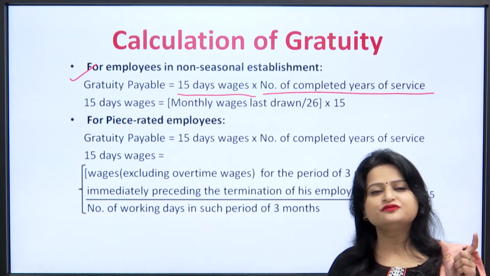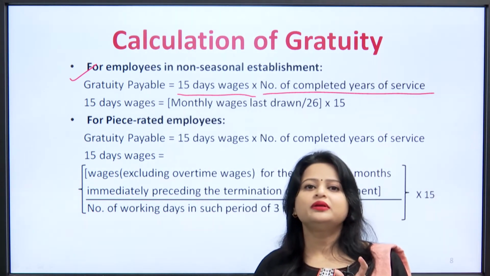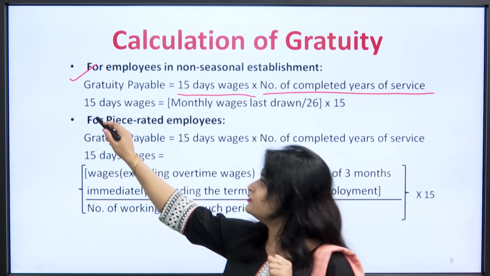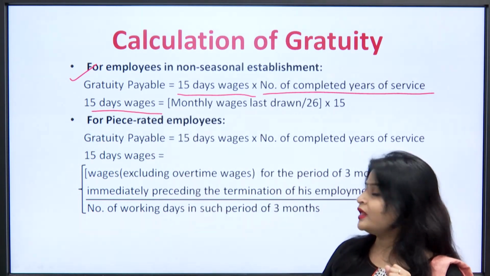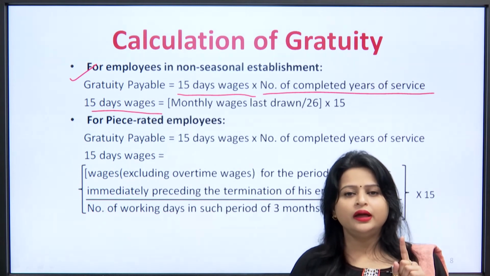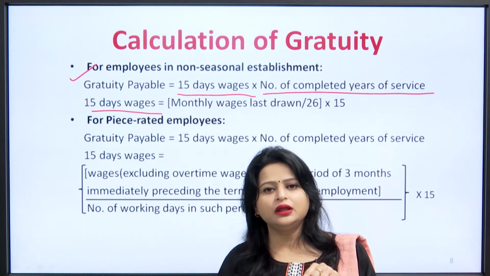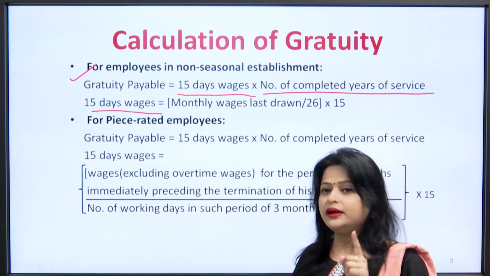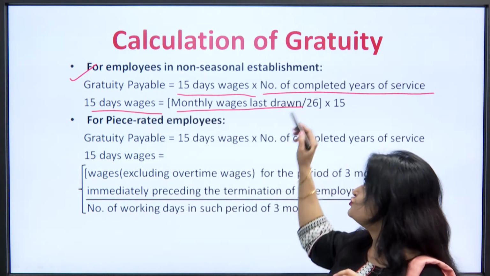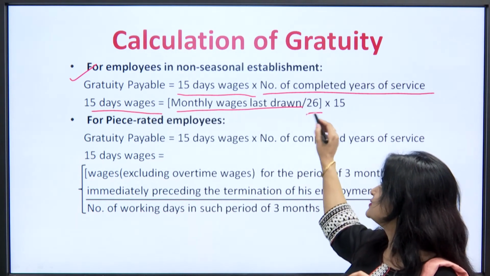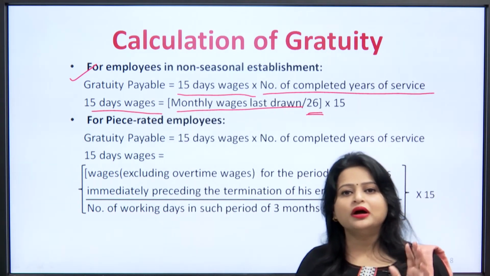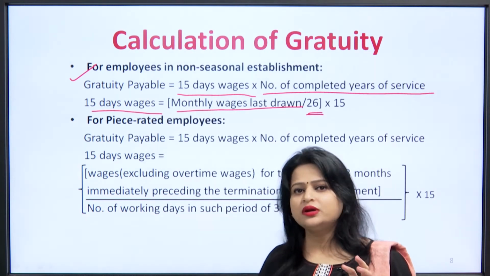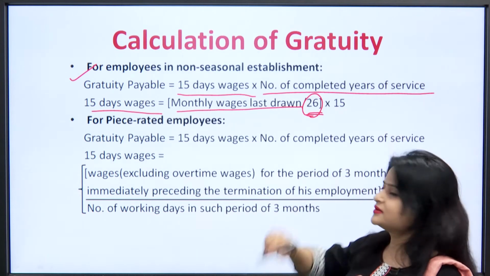We have to calculate first the 15 days wages and multiply that with the number of completed years of service. How will we calculate 15 days of wages? First we need to calculate the wage of 1 day and then multiply it by 15, so we can find out the 15 days wages. So how will we calculate the 1 day wage? Monthly wages last drawn divided by 26. We assume a month has 26 days, not 30 or 31.